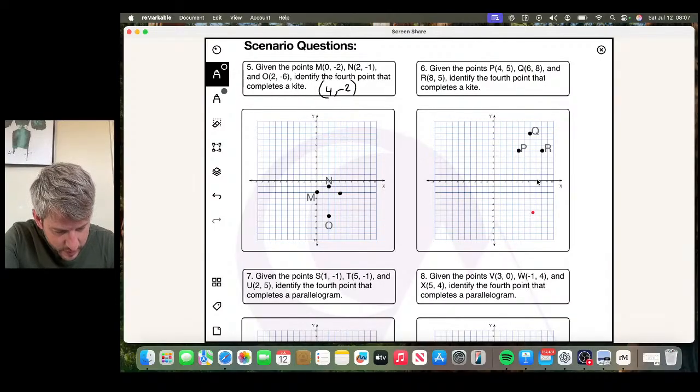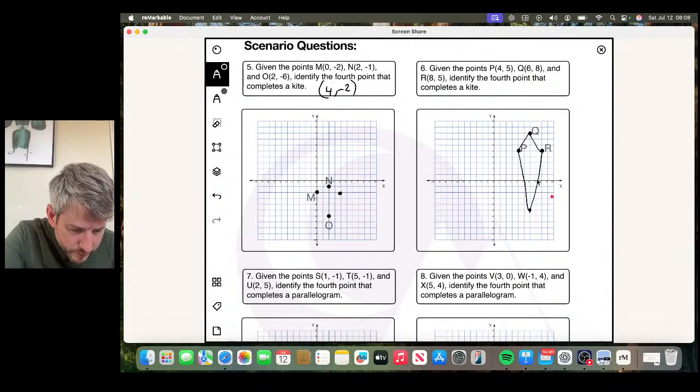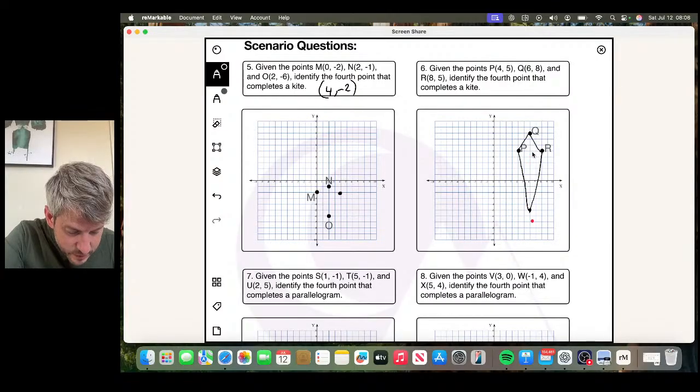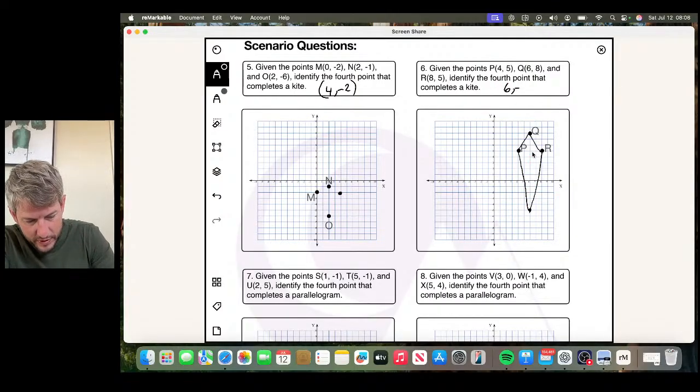Maybe I'll do a different one. It's got to be on this line here. Here we go. That would still be a kite as well. So, yeah, that is the kite. There's one line of symmetry. My lines aren't the best. But you could have just had any of these points. So let's say that's (6, 5). That's the one I'm going to go for.